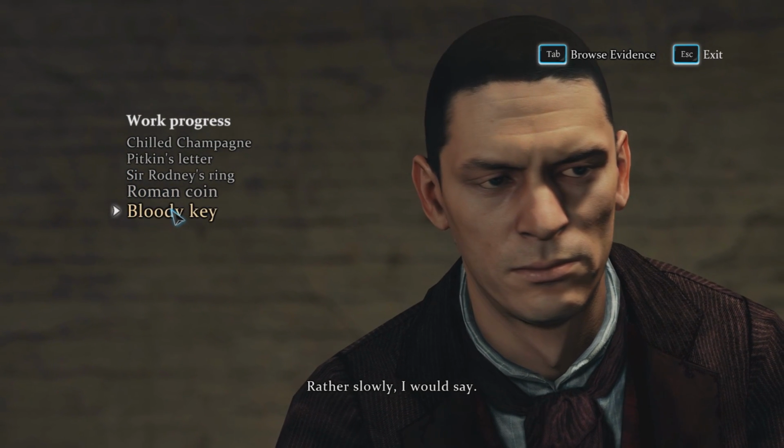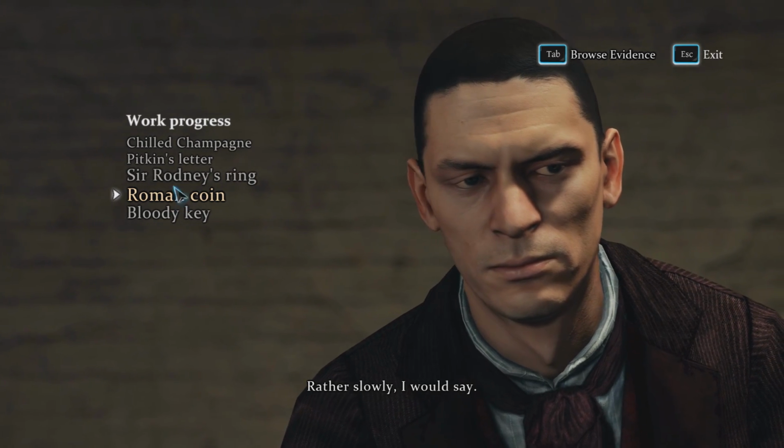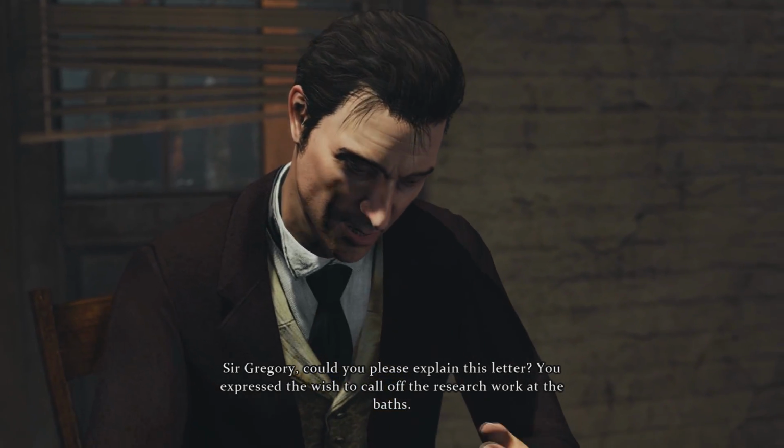Bloody key, Roman coin. Slowly. Pitkin's letter. Sir Gregory, could you please explain this letter?